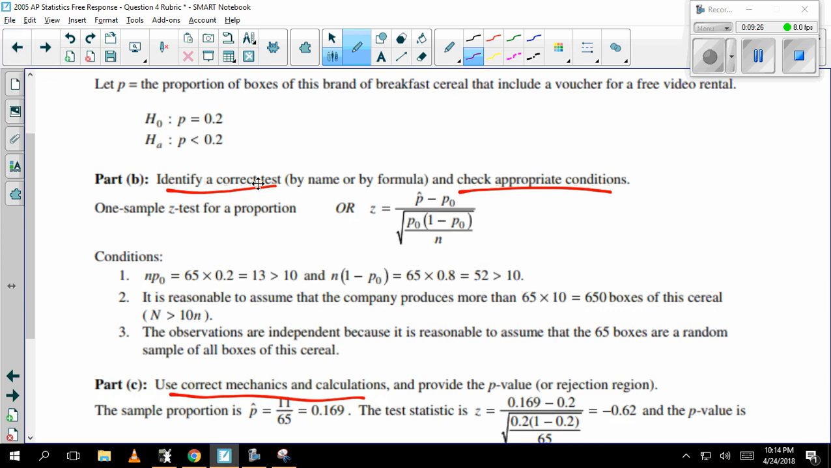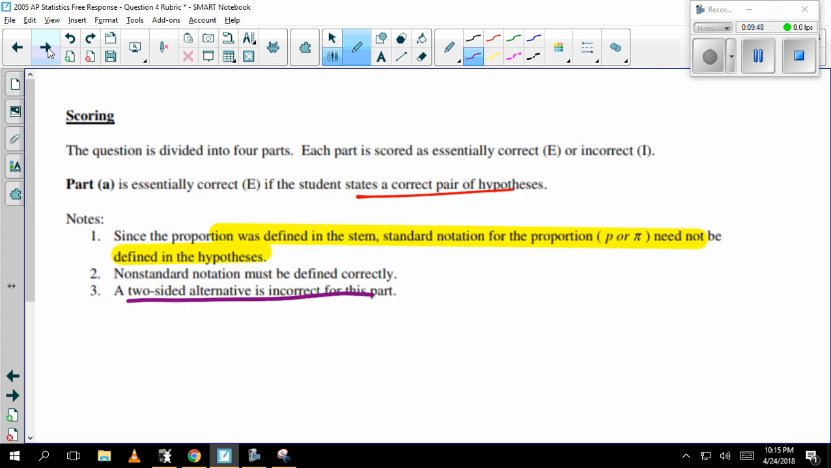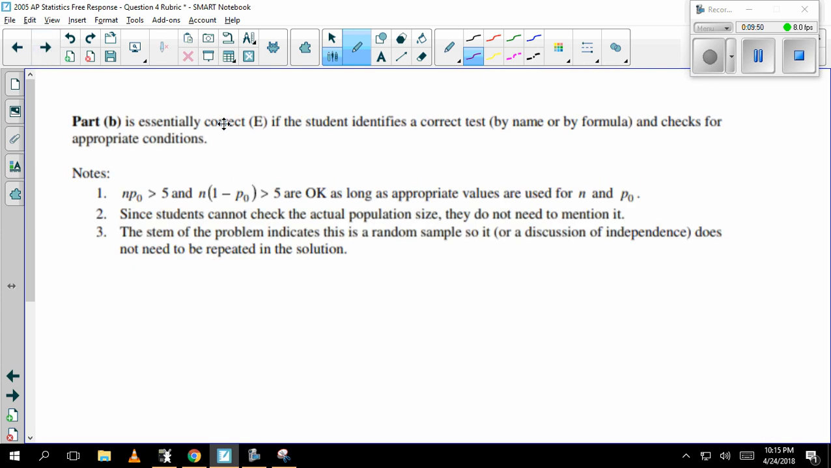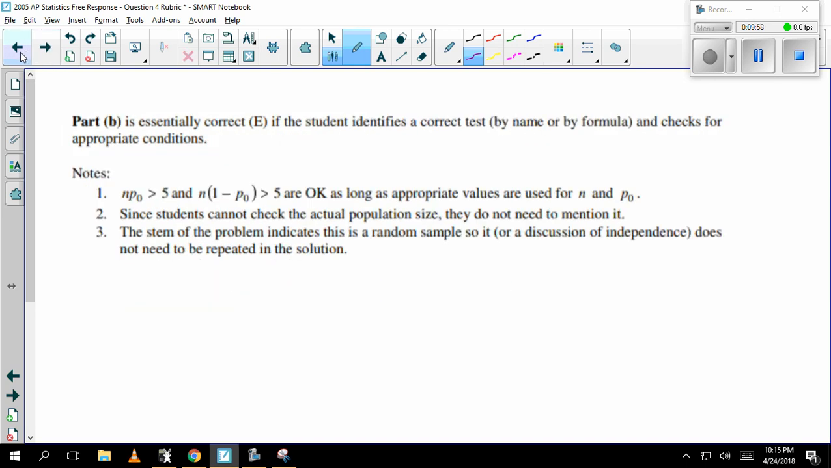Now, when it talks about the correct test identified by name or by formula, I did the name when I did my conditions, but you'll recall I did the formula down here a little lower. It actually doesn't matter exactly where that is because they can see that I've got the one sample Z procedure for proportions as well as the formula itself down here. So I'm in good shape for that personally on getting an E. Remember it said it was an E or an I. So apparently on this one, if they didn't do all this, they got an I.